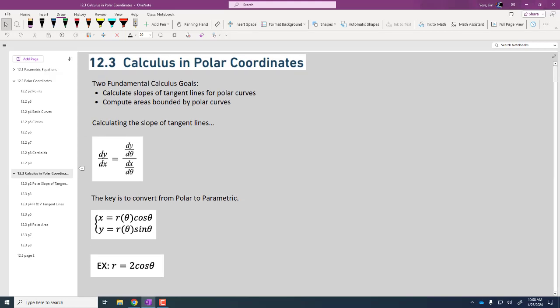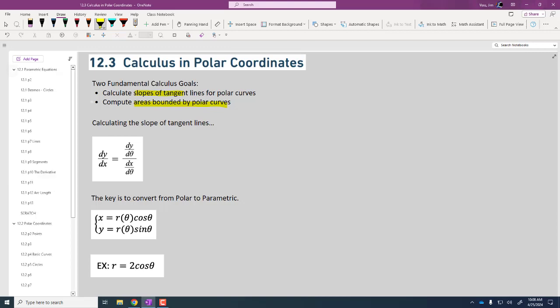Okay, so calculus and polar. We're going to look at two different concepts. We want to calculate slopes of tangents and find areas bounded by polar curves. So the first thing, slopes of tangents. This should look pretty familiar. It should look a lot like what we did up here with parametric.